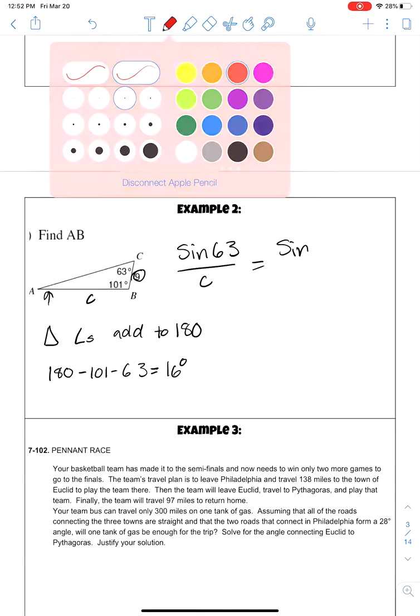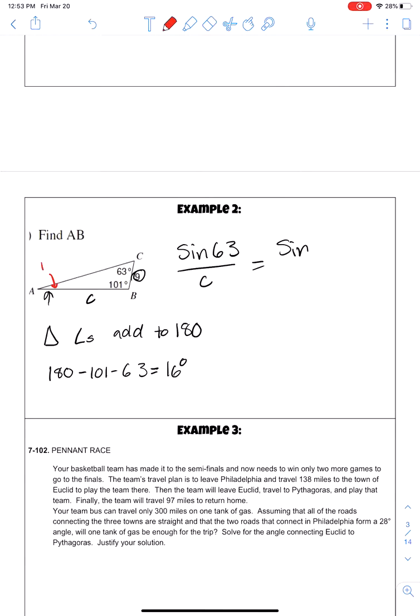Let me give you a different color here. So this angle measurement here is 16 degrees, again, by Triangle Sum Theorem. So that's what I'm going to plug in here. It's opposite this side over here, 9. So that's what's going to go in the denominator of my fraction. So now we're going to cross multiply, and we are going to solve for side C again.